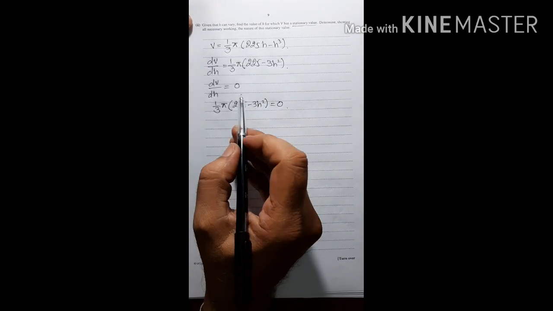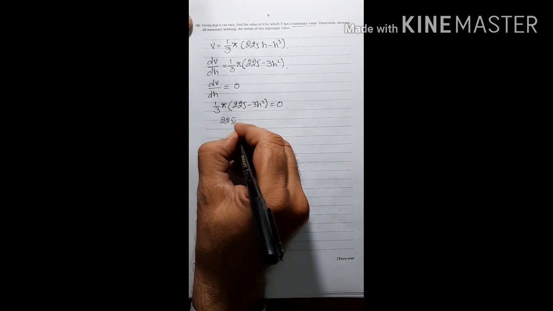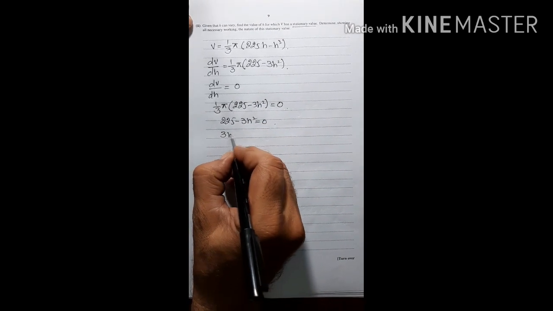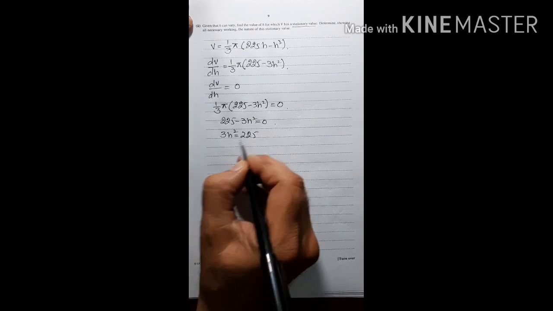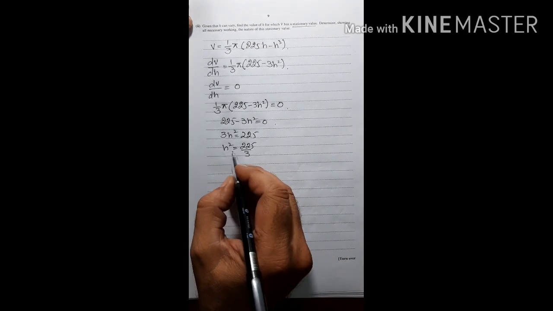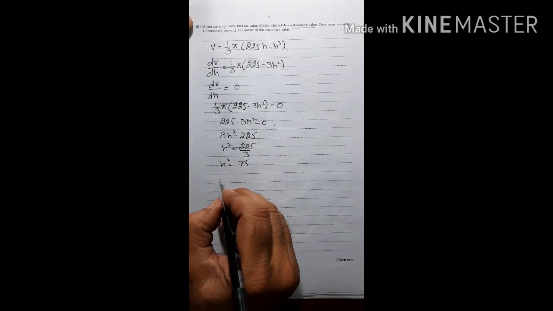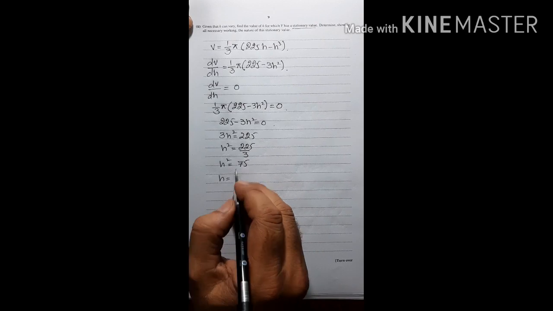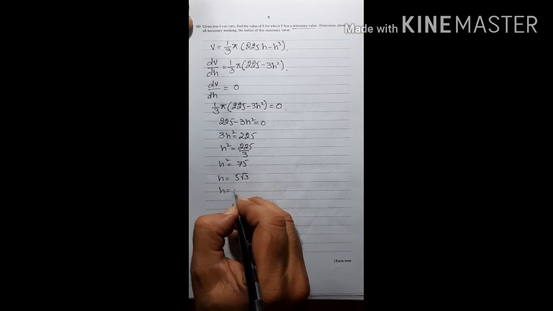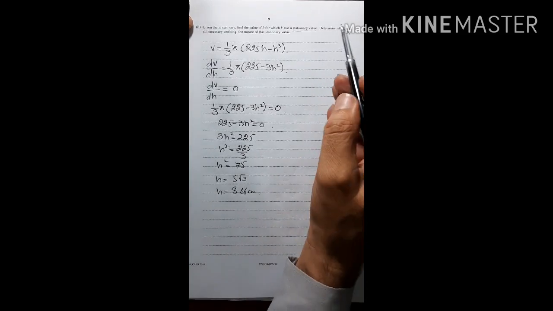So these constants cannot be 0, therefore 225 minus 3h square is equal to 0, or 3h square is equal to 225. h square is 225 over 3, or h square is 75, which is h is 5 under root 3, or h is 8.66 centimeters. This is the value of h.